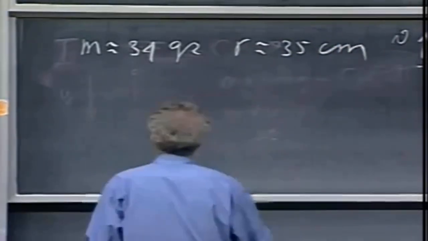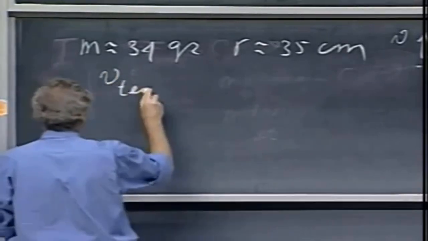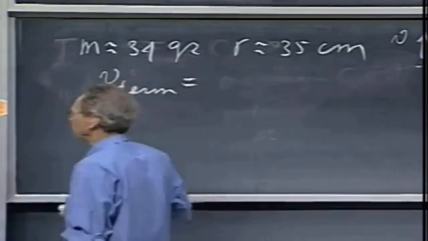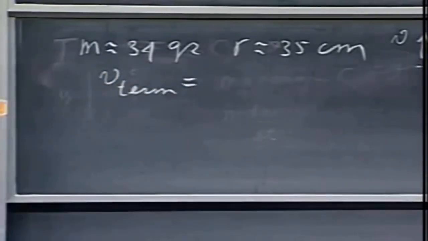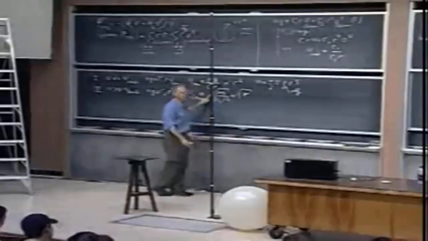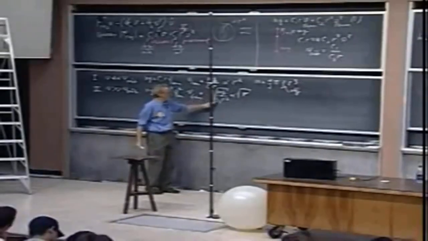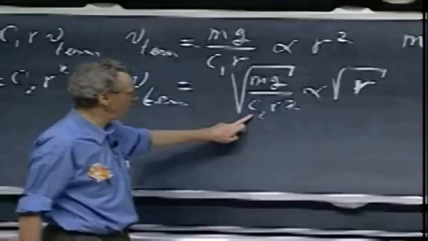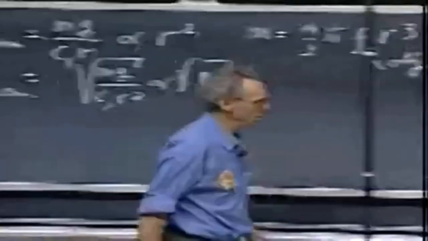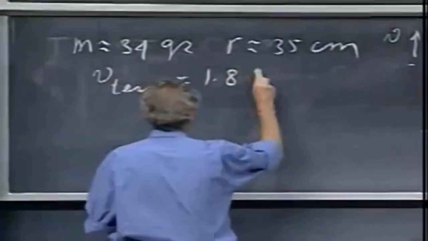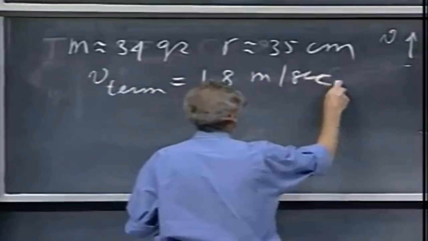I can calculate what the terminal velocity is. A better name would be terminal speed. I know I'm definitely going to be in this regime. So I know the mass. I know C2, which in air is 0.85. I know the radius and I know G. And so I find about 1.8 meters per second.